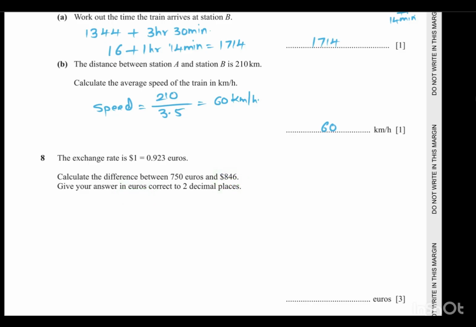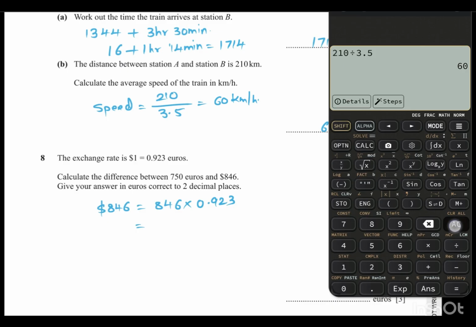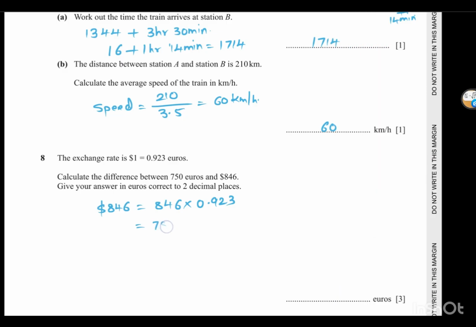the difference. So when $1 is given as 0.923, $846 will be 846 multiplied by 0.923. Multiply it in the calculator. 846 into 0.923 is 780.858. 780.858 euros it is. Now we'll find out the difference.